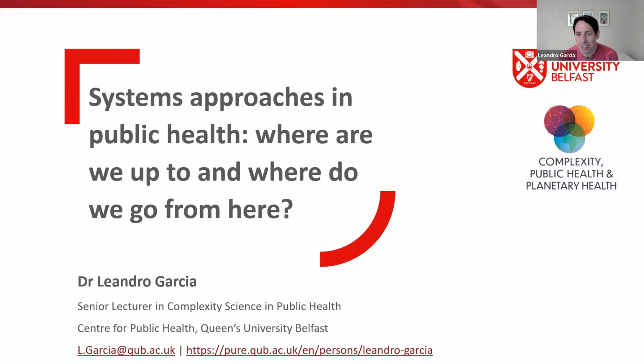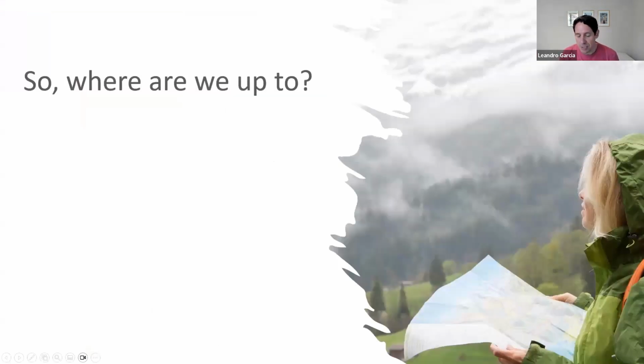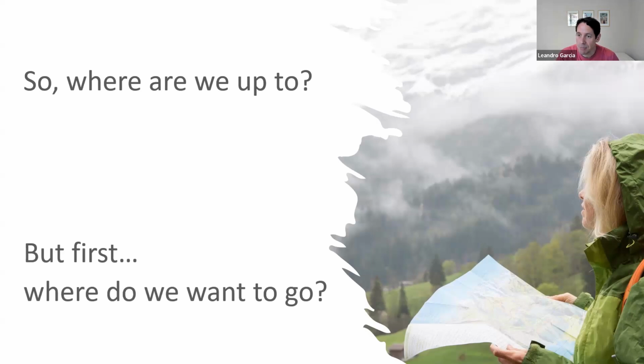So I was tasked with the daunting task, I guess, of speaking about where we're up to with systems approaches in public health and where we go from here. When I tried to think first and collect more information about where we're up to in this area, the first thing that came to my mind is that we cannot answer this question before first answering where we want to go with systems approaches in public health. Because of course, depending on where we want to go, where we are now is going to look very different.